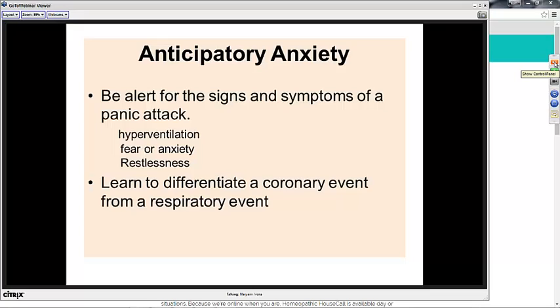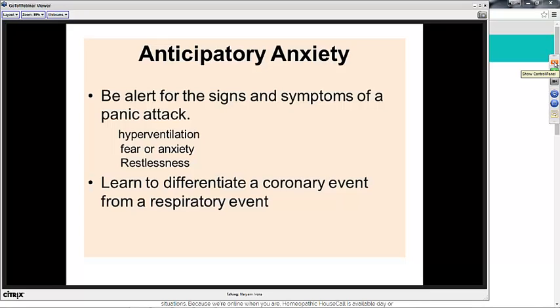So you really want to understand that what you're seeing is more of a respiratory event than a coronary event, because anticipatory anxiety leads to a faster respiratory rate, which can lead to depleted CO2, which leads to dizziness, which leads to tingling in the extremities, all that kind of thing that is a very physiological response to a respiratory event.